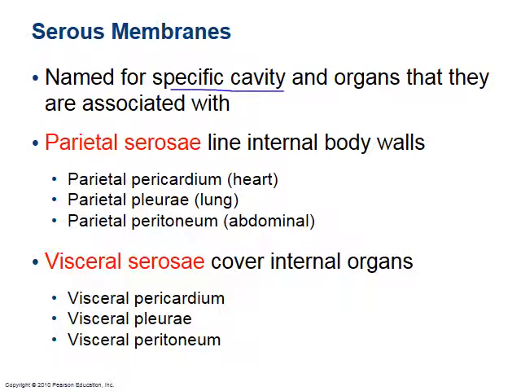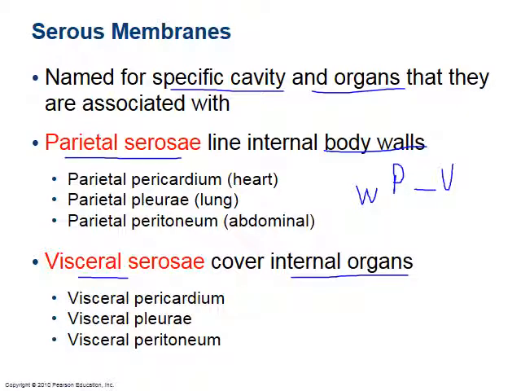These serous membrane layers are named after the specific cavity and the organs that they're associated with. So parietal again touches the body wall, visceral touches the internal organs. So basically we have cavity wall, then we're going to have parietal membrane, then a space, then visceral membrane, and then the organ. So the parietal pericardium is this outer layer, but we're telling you pericardium so that you know that it's heart. You'd have a space filled with fluid, then the visceral pericardium, and then the heart or the organ.